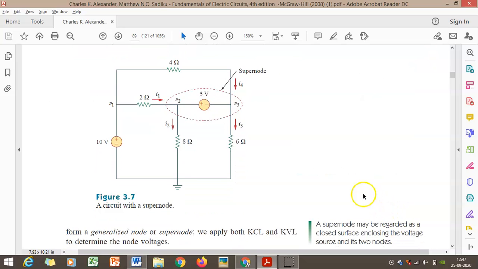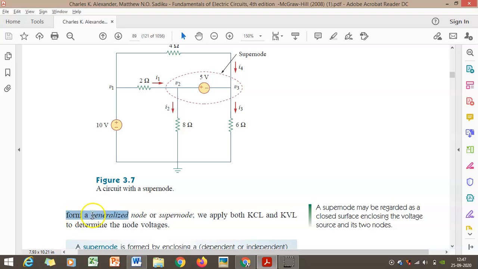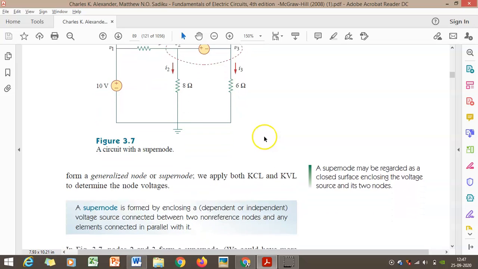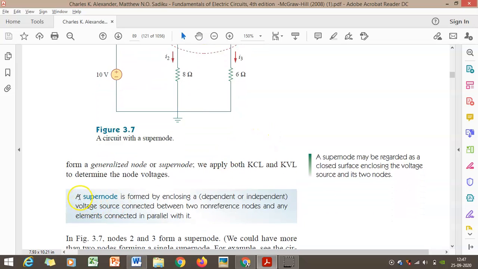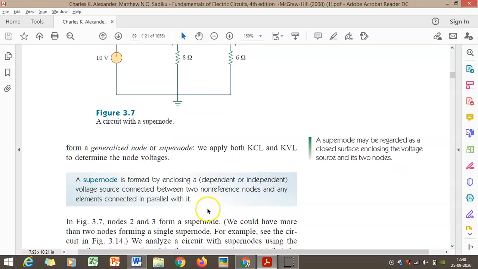Then the two non-reference nodes form a generalized node, otherwise called a supernode. If we have a voltage source connected between two non-reference nodes V2 and V3, we cannot solve it directly. We have to apply KCL and KVL for determining the node voltages. This is called a supernode. For solving this, I'll explain the definition. A supernode is formed by enclosing a voltage source connected between two non-reference nodes and any element connected in parallel with it. Any element can be connected. For that, we have to solve using KVL and KCL.